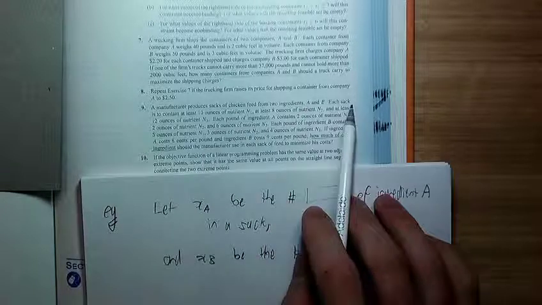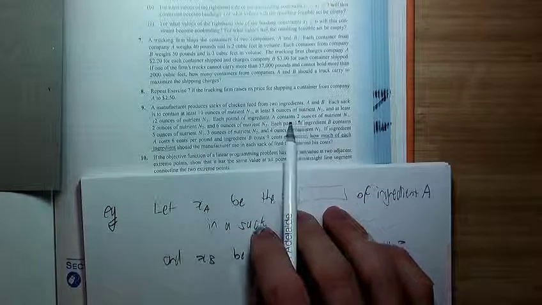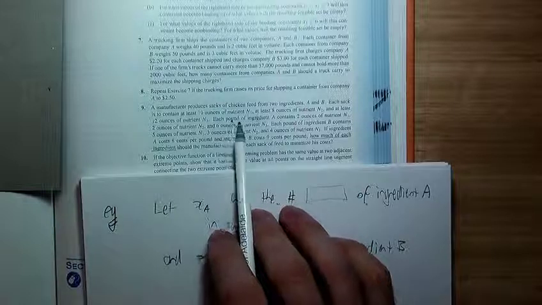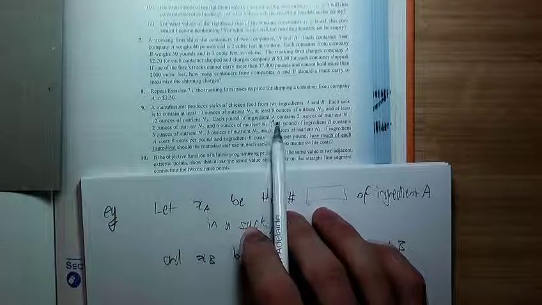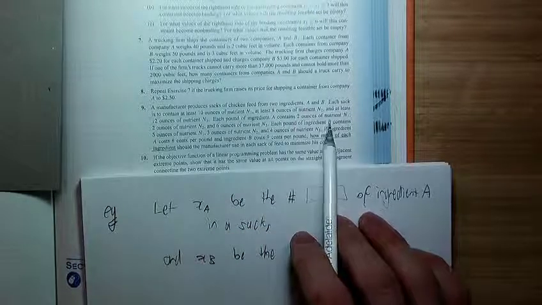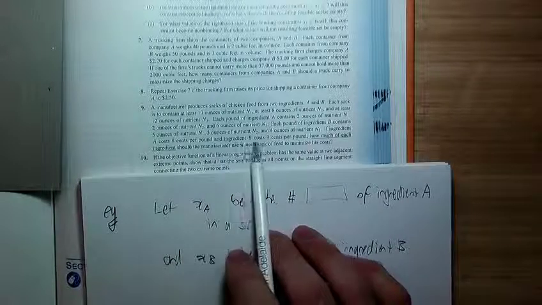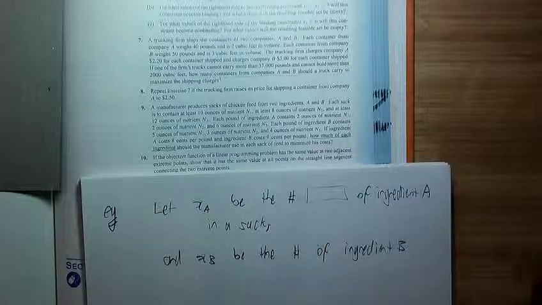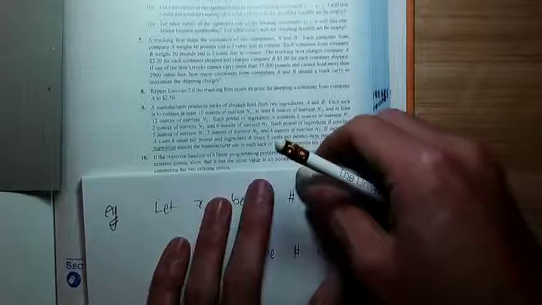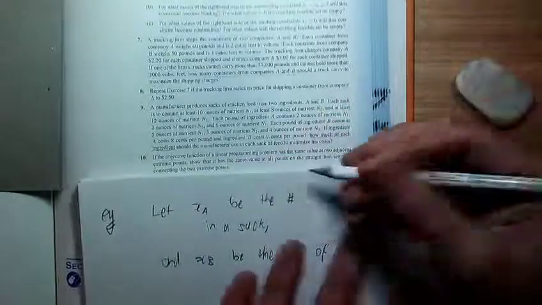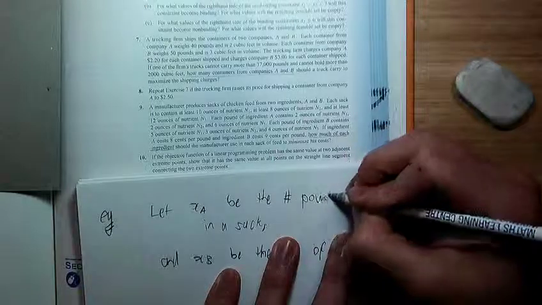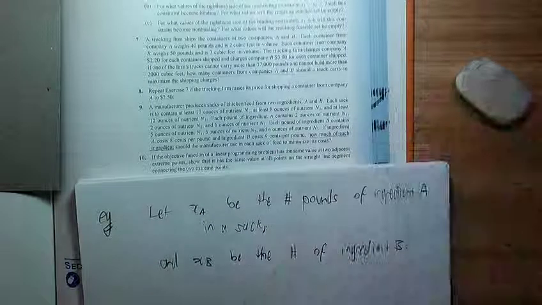So we've got sacks. We've got each pound of ingredient A here, each pound of ingredient B. Ingredient A costs 8 cents per pound, ingredient B 9 cents per pound. Okay, so the units should be in pounds, because everything talks about these ingredients in terms of pounds, so my units will be in pounds. Okay.